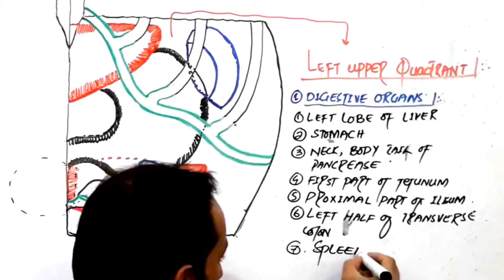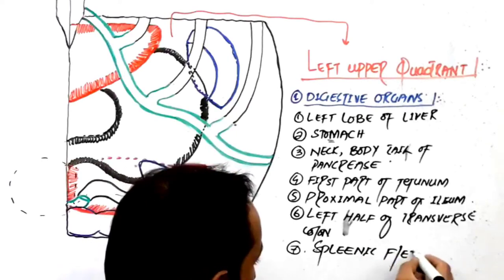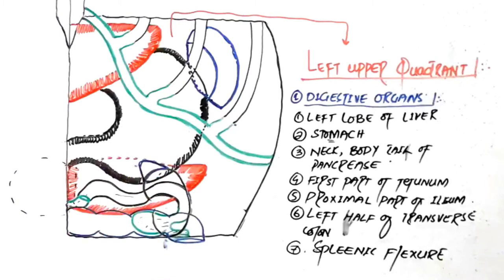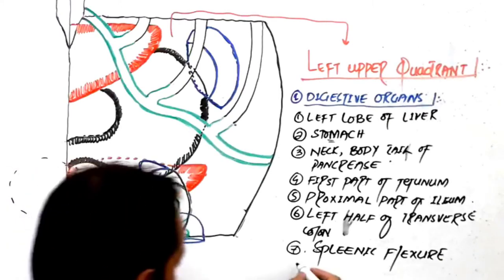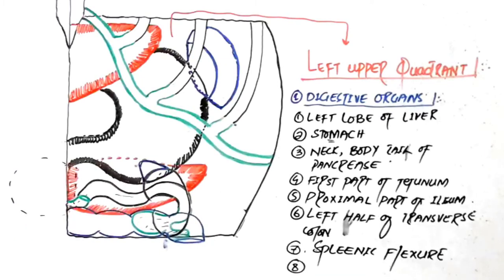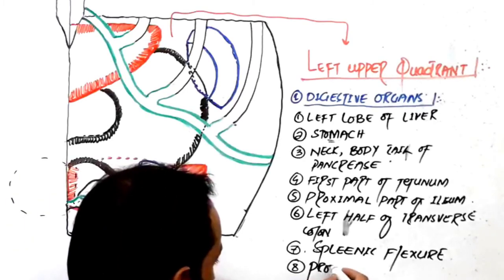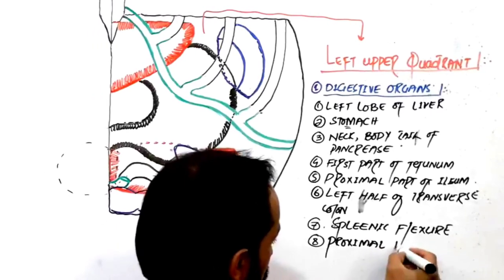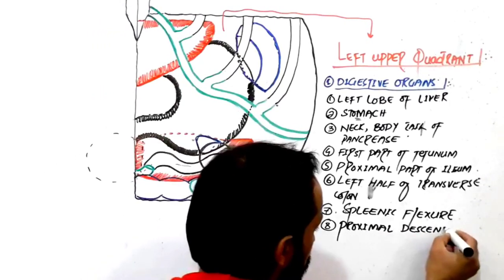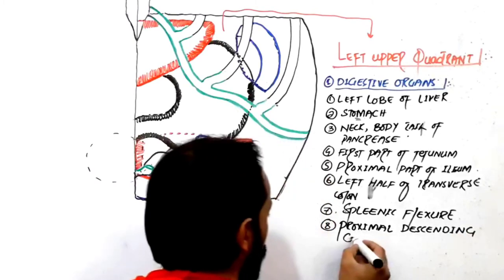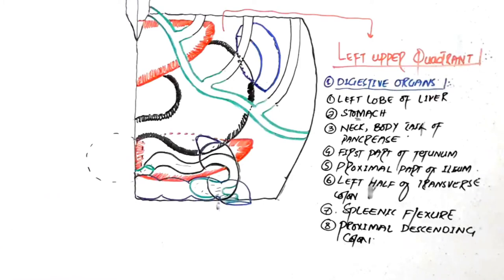So we see the splenic flexure there in the left upper quadrant, and the last thing that plays its role in the digestion but is present in the left upper quadrant is the proximal part of the descending colon. Look, other parts are going towards the left lower quadrant, but the first part of the descending colon is present in the left upper quadrant. So we say here proximal descending colon. Descending colon is present there in the left upper quadrant of your abdominal cavity, right, friends?